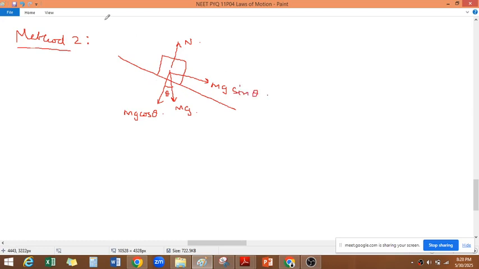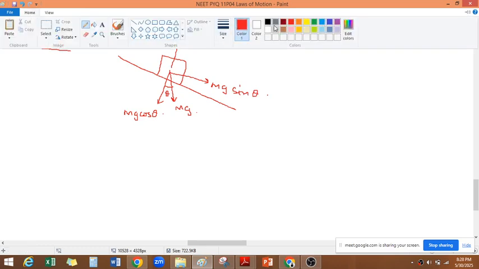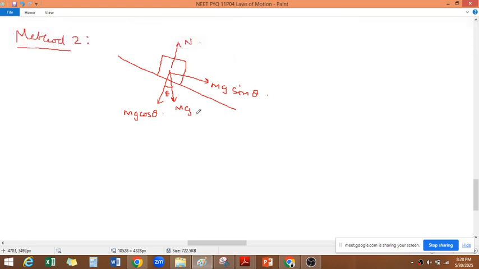But listen carefully now. The MA is acting horizontally because the wedge is accelerating horizontally, which means this will also be horizontal. F is equal to MA. But I have to turn it this way. So that means, this is theta, this is 90 minus theta. If this is 90 minus theta, this is theta.